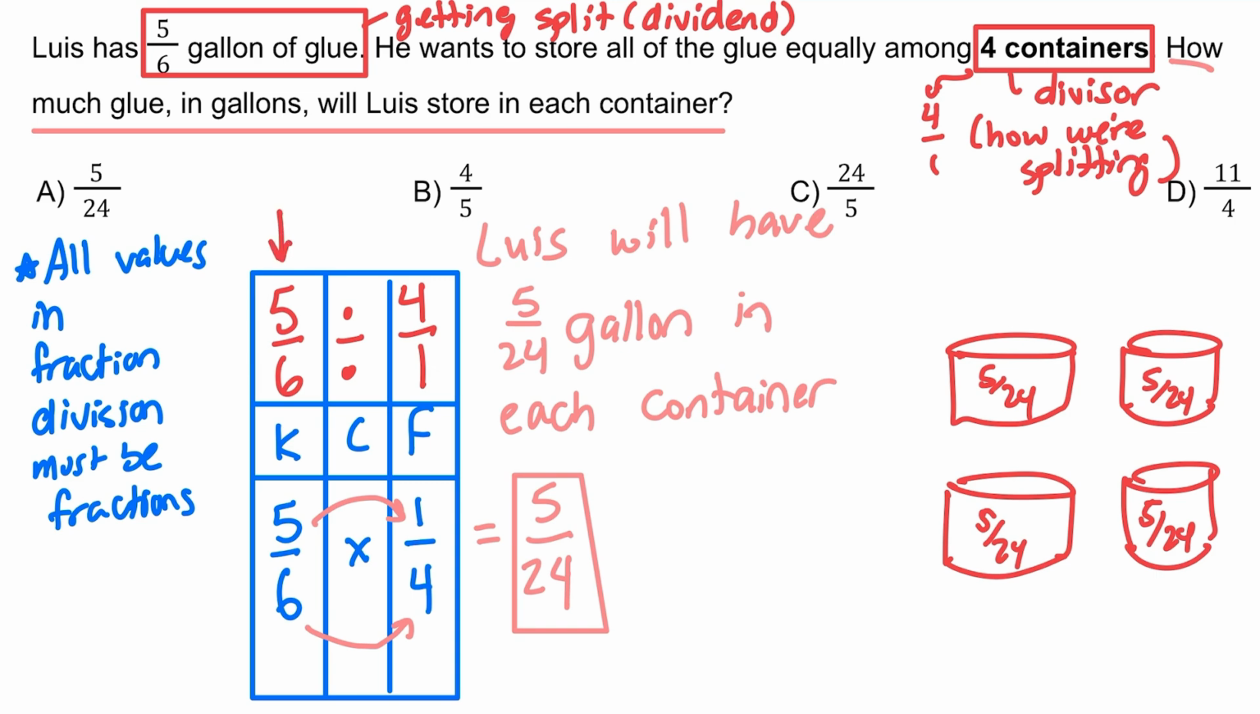So, again, our final answer is Lewis will have 5/24 of a gallon of glue in each container. Hope this helps.